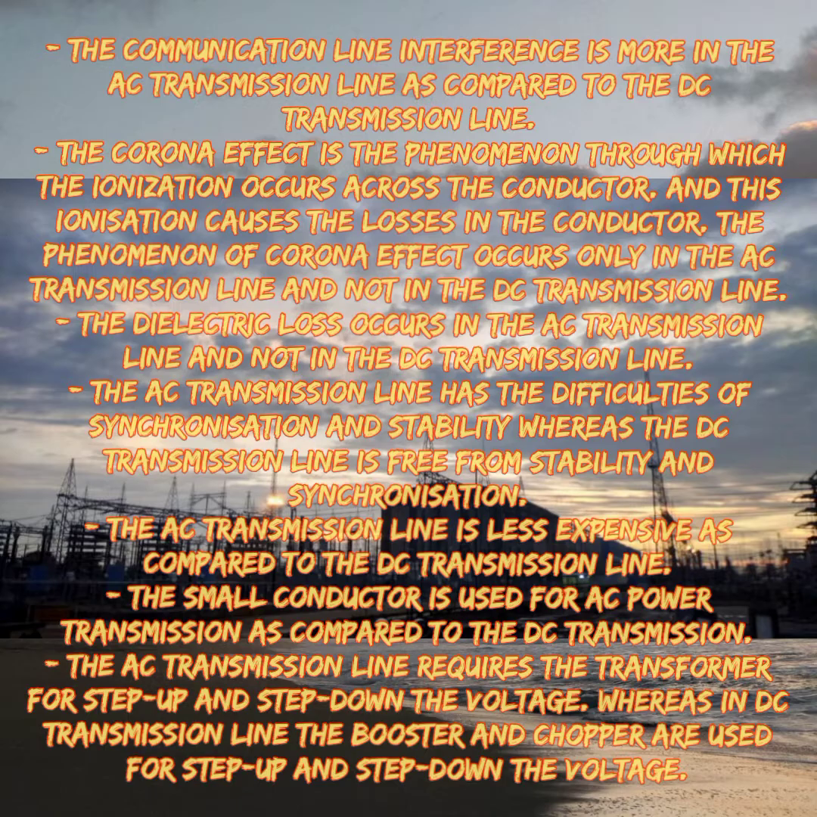The AC transmission line is less expensive as compared to the DC transmission line. A smaller conductor is used for AC power transmission as compared to DC transmissions. Then the AC transmission line requires transformers for step up and step down, whereas DC requires boosters and choppers, and also rectifiers for converting AC to DC, and also inverters for converting DC back to AC after transmitting from one place to another.